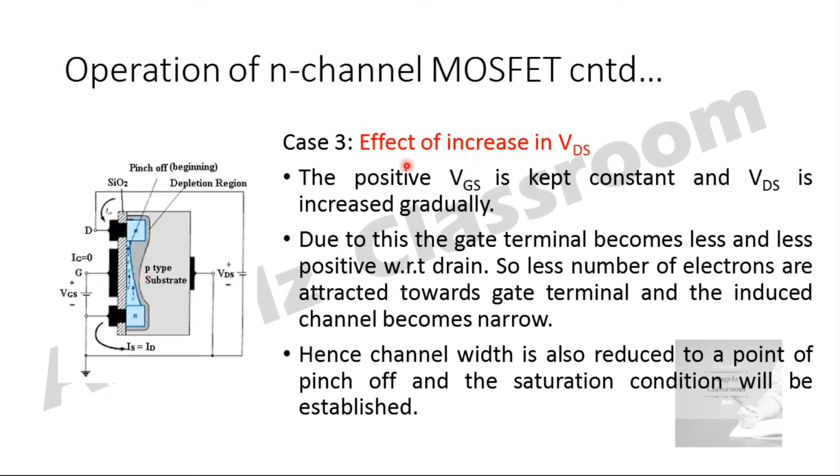Third one is the effect of increase of VDS. Now I am going to keep VGS at some constant value, and I am going to keep on increasing VDS. The gate terminal becomes less and less positive, because when I increase VDS to a larger amount, the gate-to-drain voltage will be comparatively small. So a lesser number of electrons are attracted towards the gate terminal, and because of that my channel is getting narrower. When the channel gets narrower, the drain current flowing from source to drain also reduces, and so a saturation condition will be established.